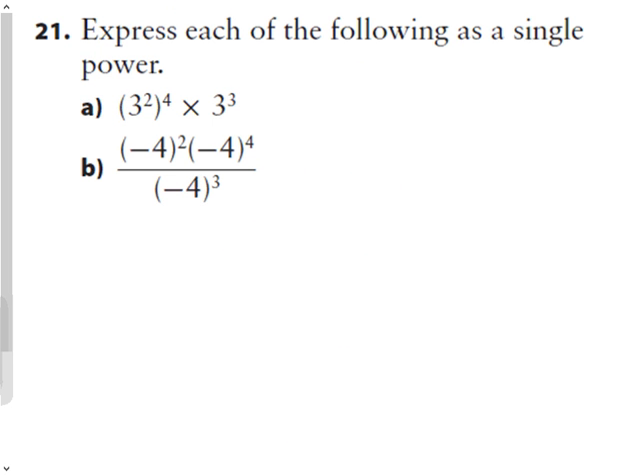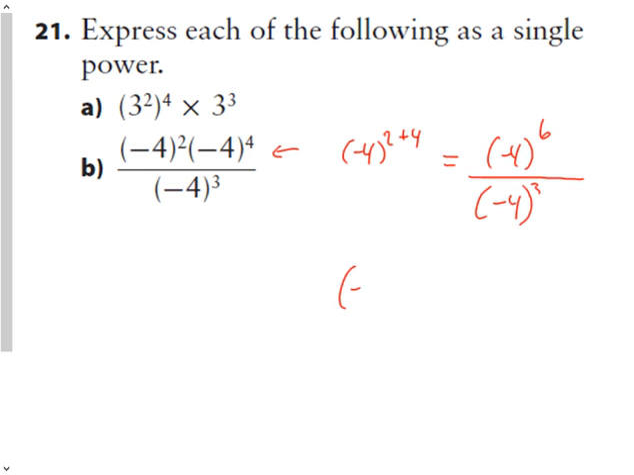And the last one, you are multiplying these powers here in the numerator. So keep your base and add your exponents to give you negative 4 in brackets to the exponent of 6 divided by negative 4 to the 3. Your last step would be to keep your base and subtract your exponents when dividing to give you a standard form of negative 4 to the 3.